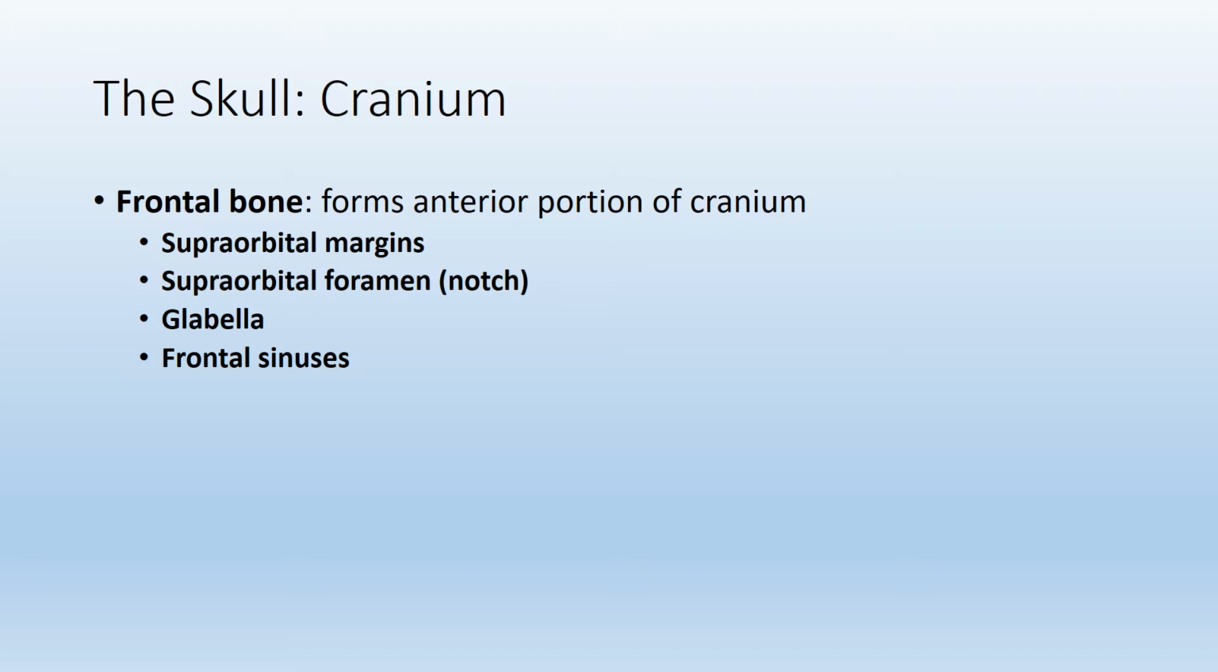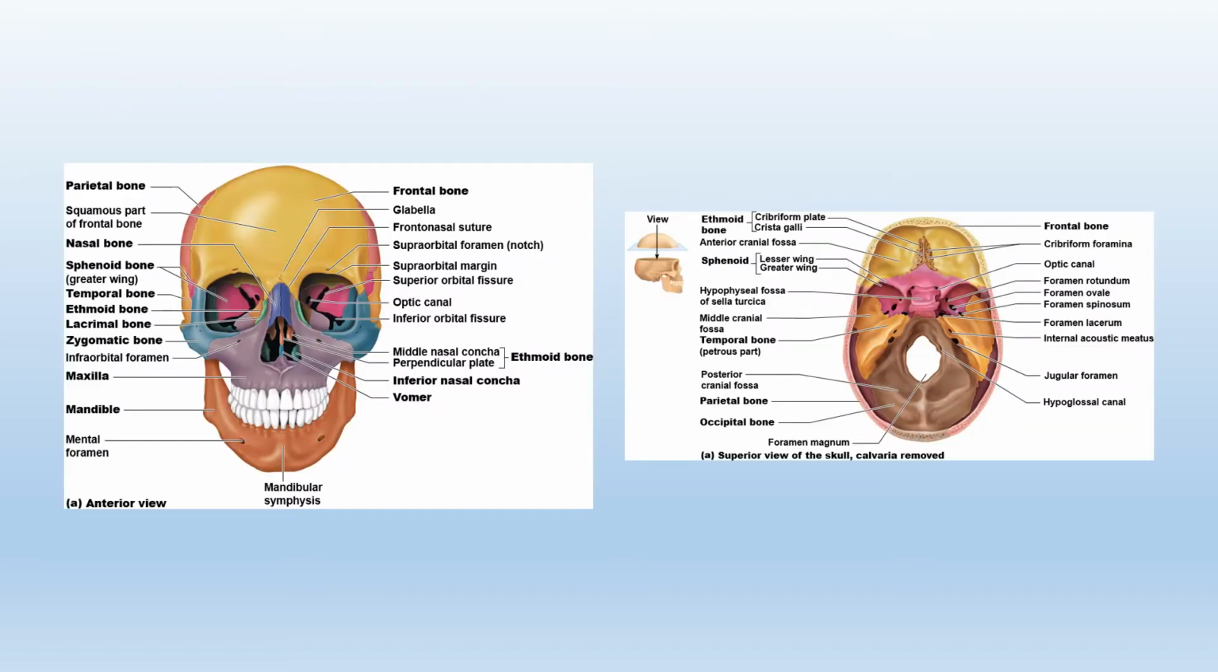The first bone that we will talk about is on this slide here. You're able to see an anterior view of the skull as well as a view from the top of the head with the top of the skull removed. The frontal bone is everything in yellow. I'll go ahead and outline it with the laser right now. Again, the frontal bone creates the forehead.